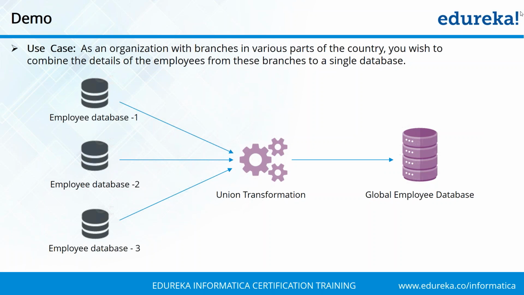Let me come again. So let's say as an organization you have your branches located in different parts. Now each of these branches has its own set of employee details. So what you need to do is combine the details of the employees from these different branches to a common database so that you can have a global employee database. To do this, we're going to be using the union transformation. Let me show you how it's done.